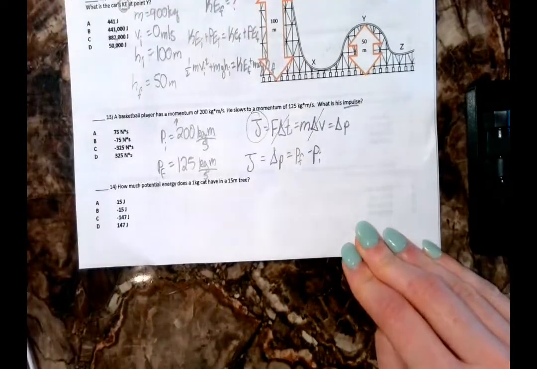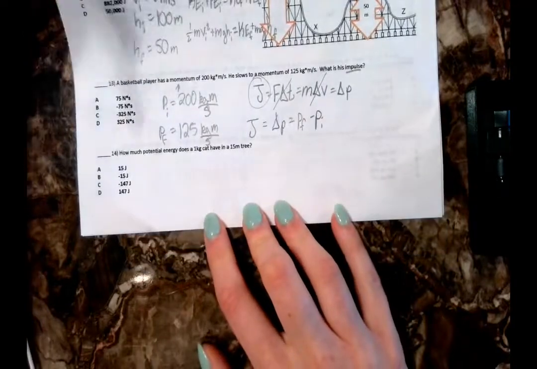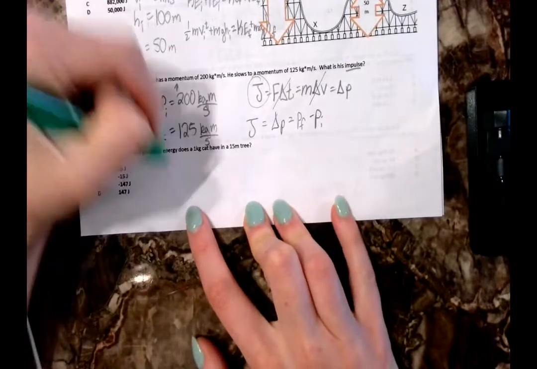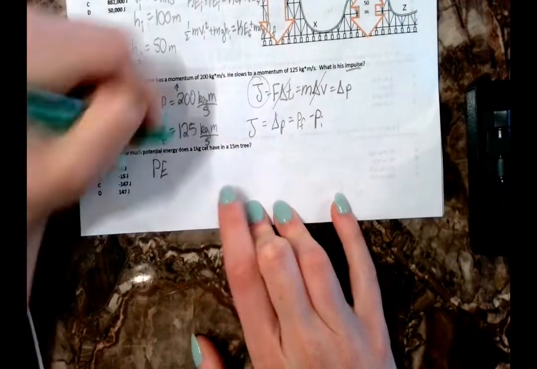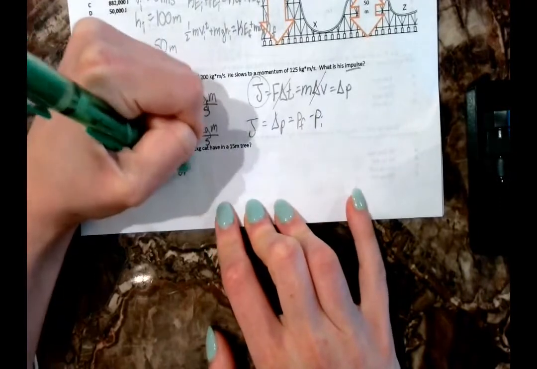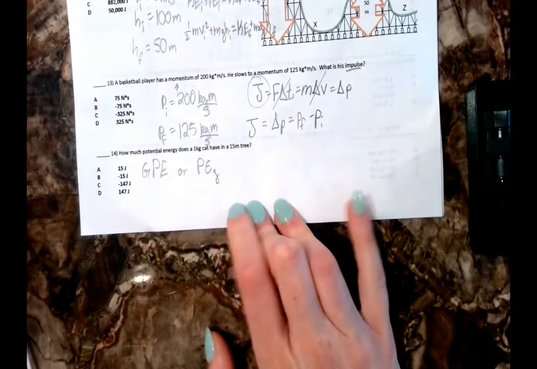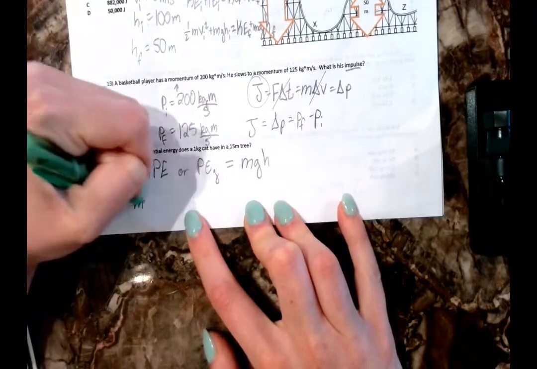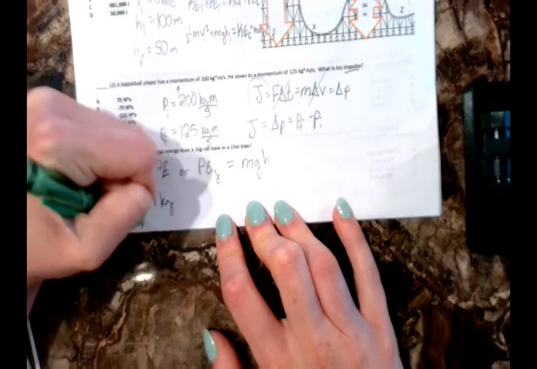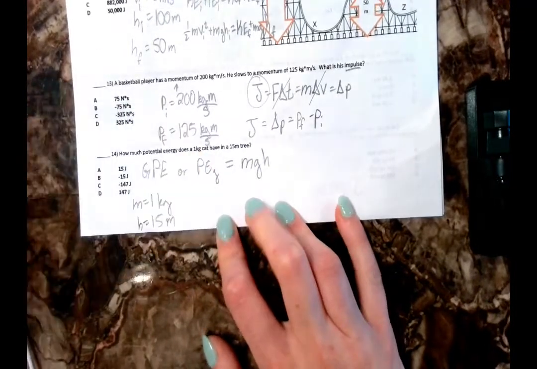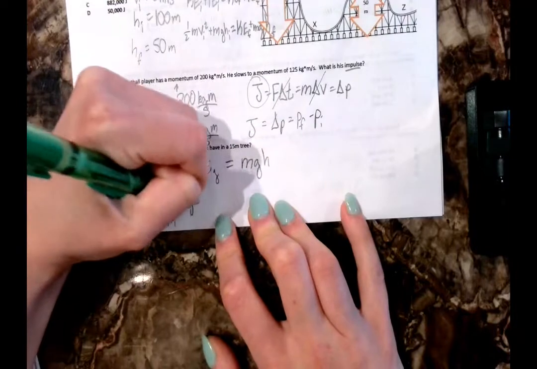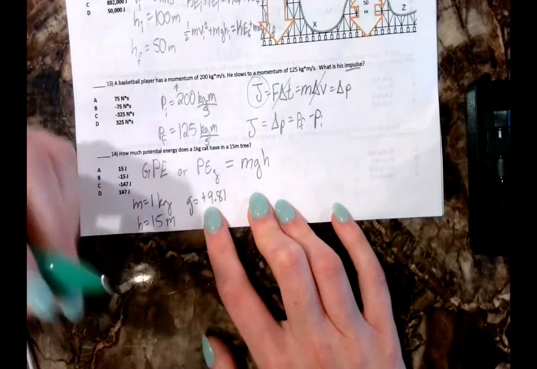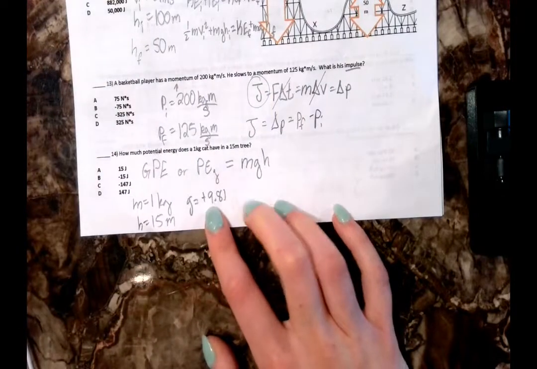Okay. Next one. How much potential energy does a 1 kilogram cat have in a 15-meter tree? Well, PE, where in this case we're talking about GPE or PE_g, I know some of you like, they both equal mgh. Our m is 1 kilogram, h is 15 meters, and then just don't forget that g is positive 9.81. And that's a given. You don't need to write it. I'm just writing it to remind you that it's positive and not negative.